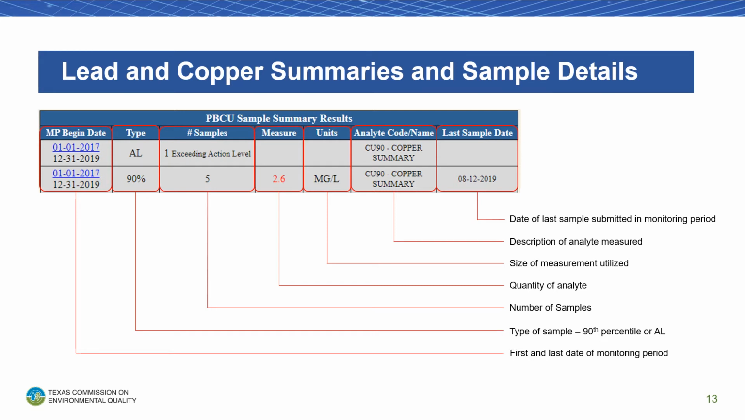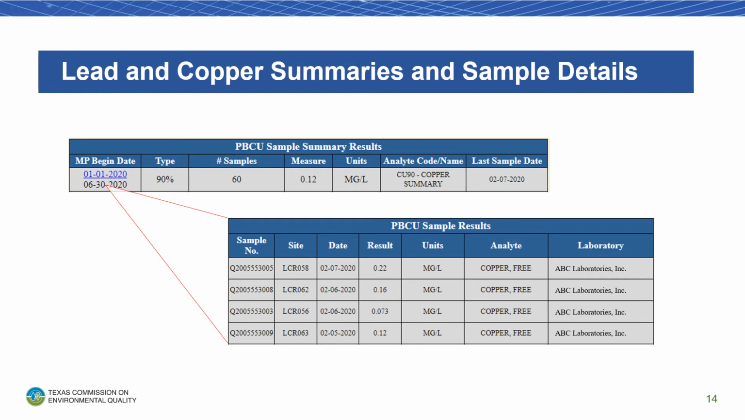Last sample date provides the date of when the last sample was taken in the monitoring period. For example, if samples were taken on multiple dates between January 3rd and February 7th, the date shown would be February 7th. More detailed information regarding each of these topics can be found in the glossary under Lead and Copper Summary Results. If you would like to view detailed information about individual samples, click the link in the MP Begin Date field. This action will take you to a new page with results for each individual sample taken during the monitoring period.